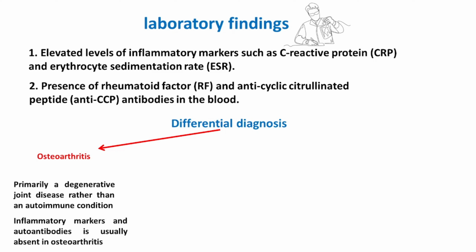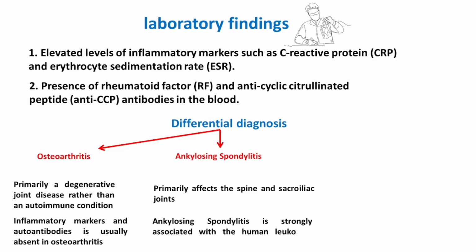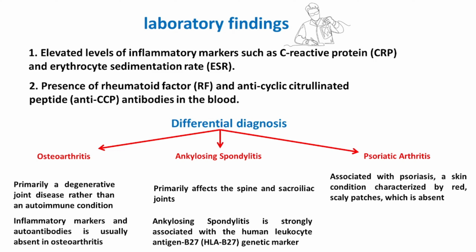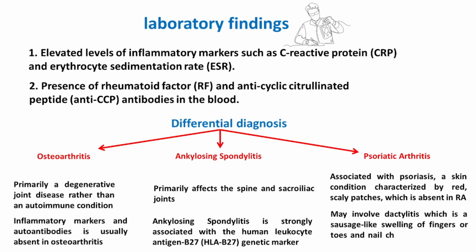Ankylosing spondylitis primarily affects the spine and sacroiliac joints, causing stiffness and limited mobility, whereas rheumatoid arthritis predominantly affects peripheral joints. Ankylosing spondylitis is strongly associated with the human leukocyte antigen B27 genetic marker, which is not a characteristic feature of rheumatoid arthritis. Psoriatic arthritis is associated with psoriasis, a skin condition characterized by red, scaly patches, which is absent in rheumatoid arthritis. Psoriatic arthritis may involve dactylitis, which is a sausage-like swelling of fingers or toes, and nail changes like pitting, which are not typical in rheumatoid arthritis.